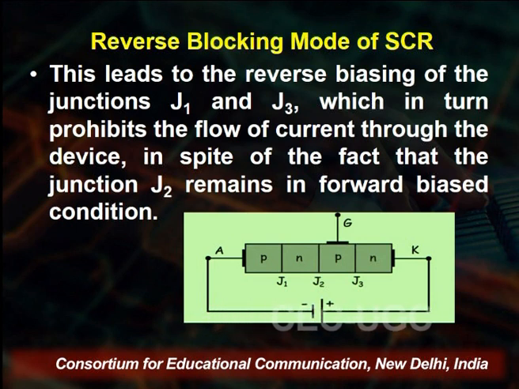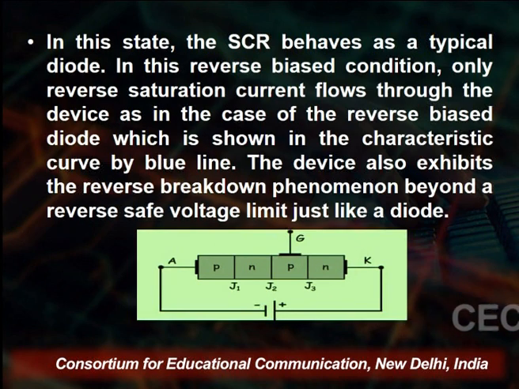Now, this leads to the reverse biasing of the junctions J1 and J3, which in turn blocks the flow of current through the device, in spite of the fact that the junction J2 remains forward biased. J1 and J3 are reverse biased, while J2 is forward biased. In this state, the SCR behaves as a typical diode.